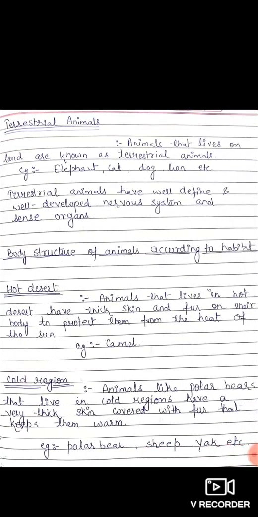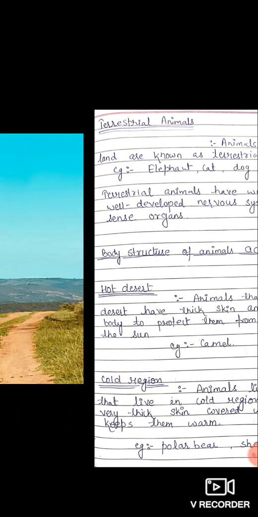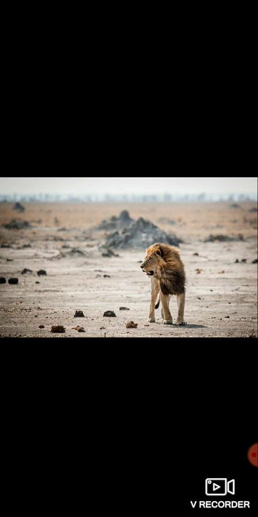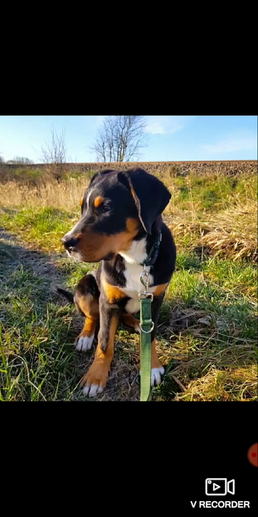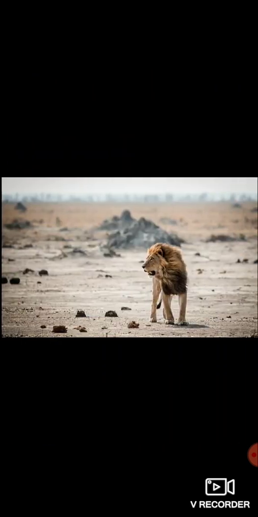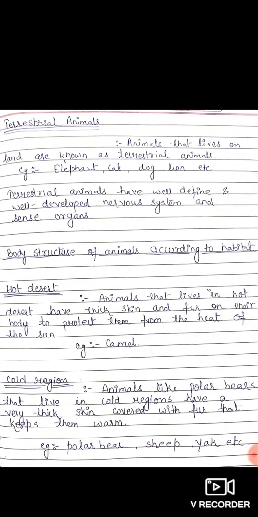The animals that live on land are known as terrestrial animals. Example: giraffe, lion, elephant, zebra, cat, dog, etc. All these animals are called terrestrial animals, and we also call them land animals because these animals live only on land. Now we talk about the characteristics of terrestrial animals.